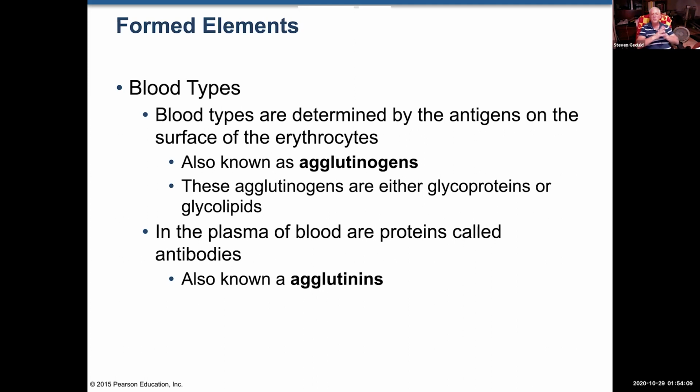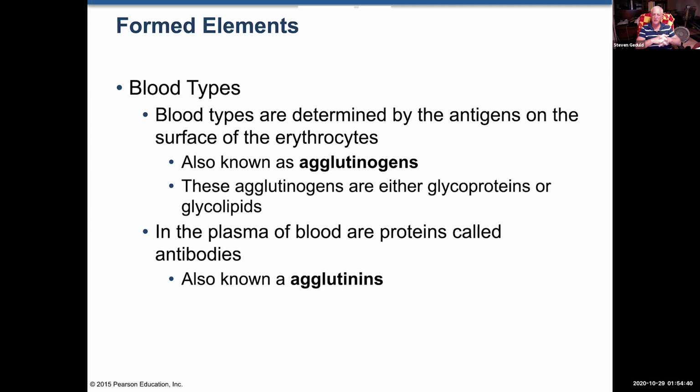So blood types are determined by the antigens on the surface of the red blood cell. So every red blood cell, or most red blood cells, have different antigens. Okay, you can have an antigen A on the surface. You can have antigen B on the surface. You can have both antigens, A and B, on the surface, or you can have blood type O, which has no antigens on the surface. These are called agglutinogens. The agglutinogens are either glycoproteins or glycolipids.